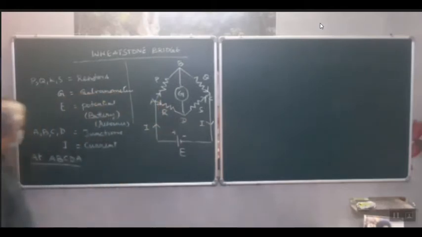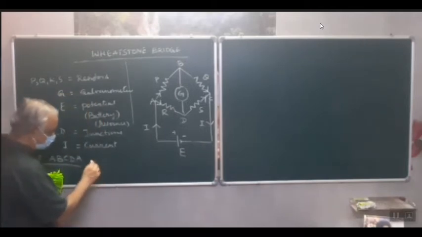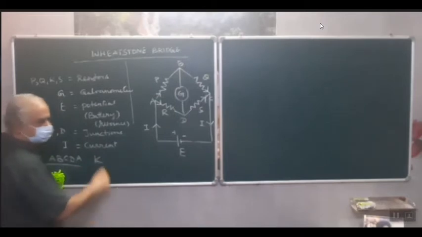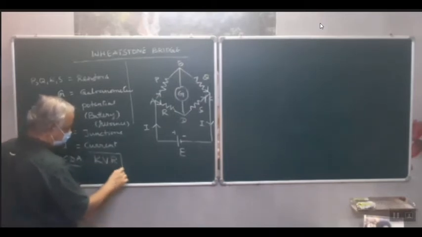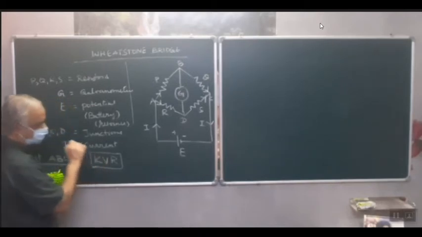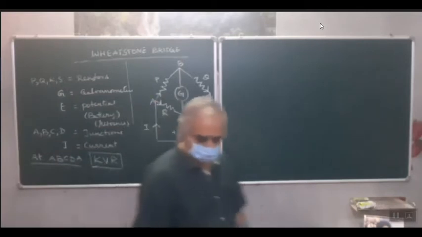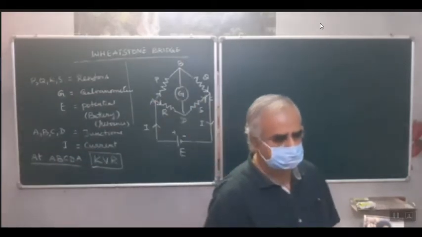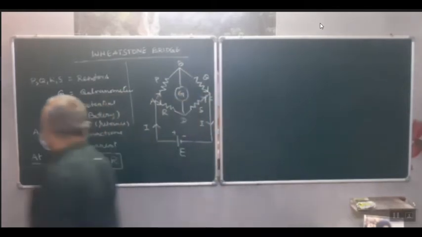So we need to consider two types of loops. One is A, B, C, D, A, that is a rectangular loop. The other one is A, B, D, A, a triangular loop. Now let us apply Kirchhoff's voltage rule, represented as KVR here.